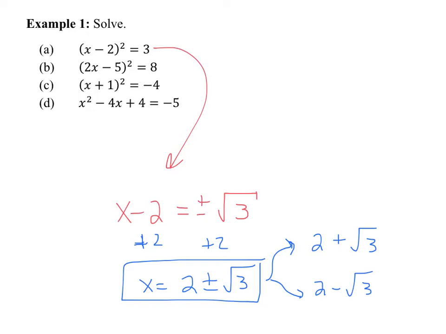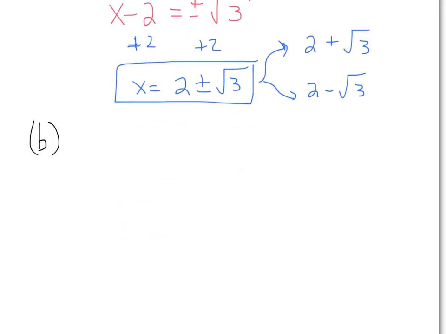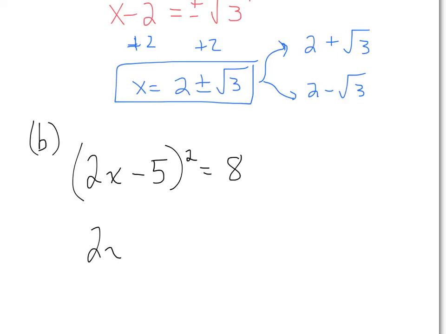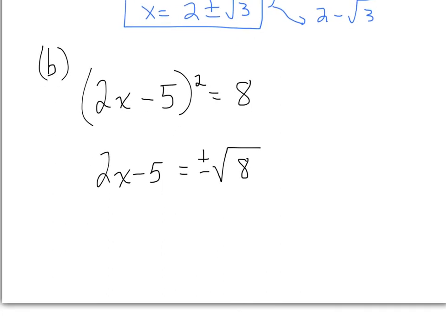How about part B? Part B, no different than part A, right? You square root both sides again. So first I have 2x minus 5 quantity squared equal to 8. If I were to square root both sides now, what do I get? 2x minus 5 equals radical 8. Forgetting one thing. Plus or minus. Thank you. Now, simplify radical 8 or start solving. Whatever you want to do first.